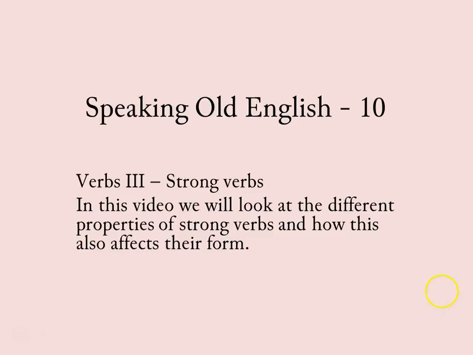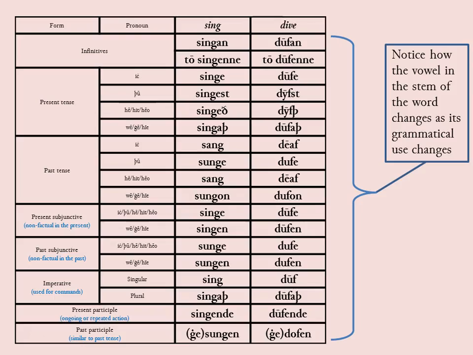So let's take a look at strong verbs and some of the properties of strong verbs. We'll begin with the modern English word sing, which in Old English is singan, to singene, singe, singest, singeth, singath, sung, sunge, sung, sungon, singe, singen, sunge, sungen, sing, singath, singende, gesungen.